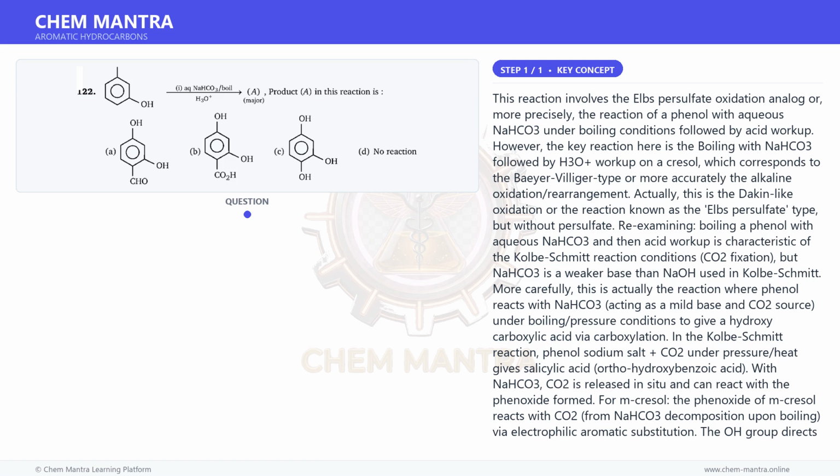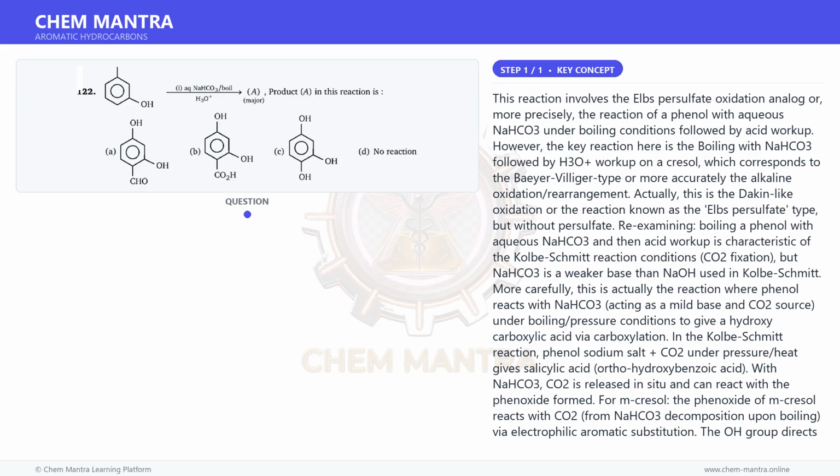More carefully, this is actually the reaction where phenol reacts with NiHCO3 acting as a mild base and CO2 source under boiling pressure conditions to give a hydroxycarboxylic acid via carboxylation. In the Kolbe-Schmitt reaction, phenol sodium salt plus CO2 under pressure and heat gives salicylic acid, ortho-hydroxybenzoic acid. With NiHCO3, CO2 is released and can react with the phenoxide formed.